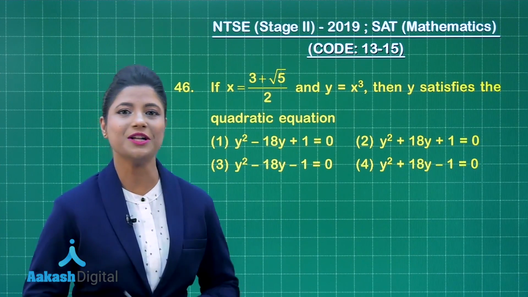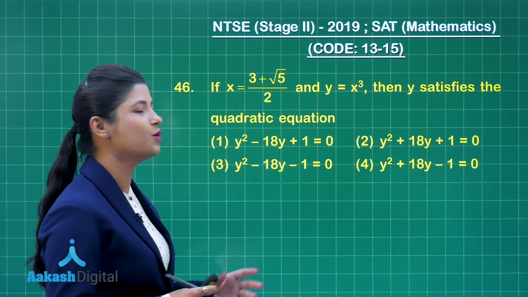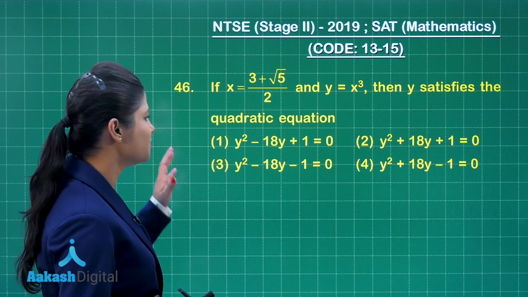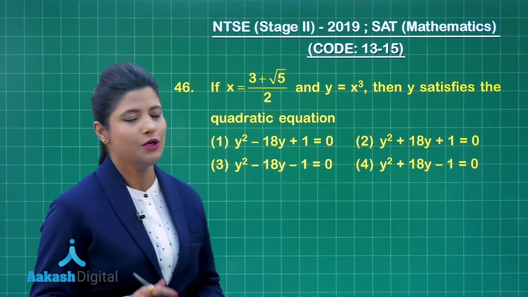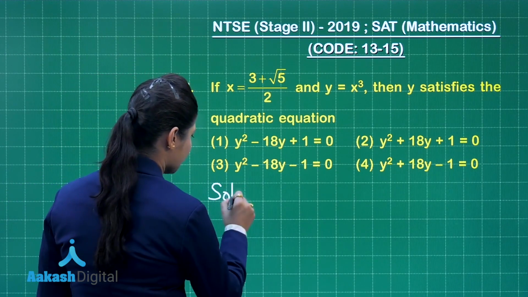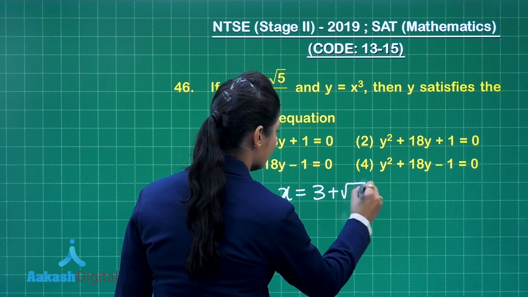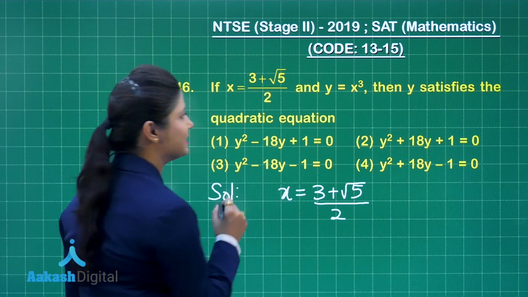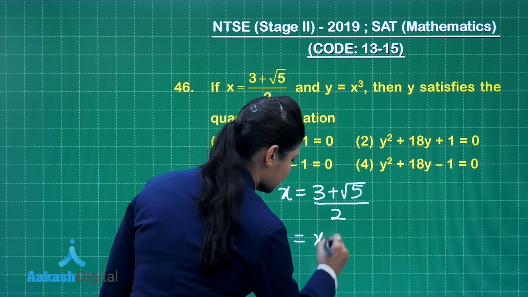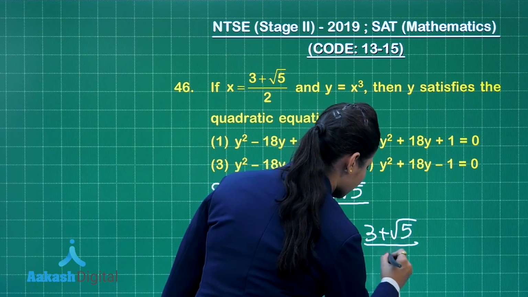Now let's discuss question number 46. It states that if x is equal to 3 plus root 5 whole by 2 and y is equal to x cube, then y satisfies which of these quadratic equations? So let's try to figure out the answer for this. Here, as it is stated that x is equal to 3 plus root 5 whole upon 2, using this let's obtain the value of y. Here y will be equal to x cube, that is the cube of 3 plus root 5 upon 2.